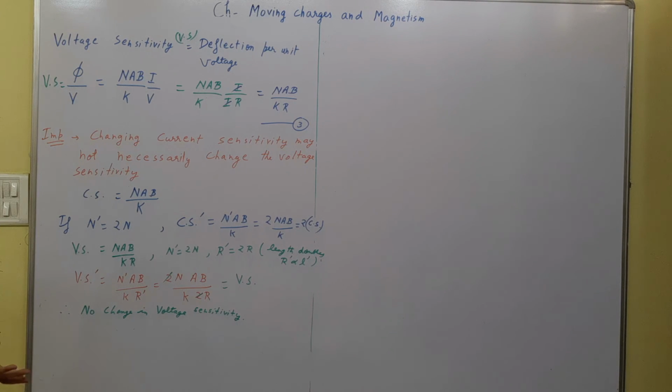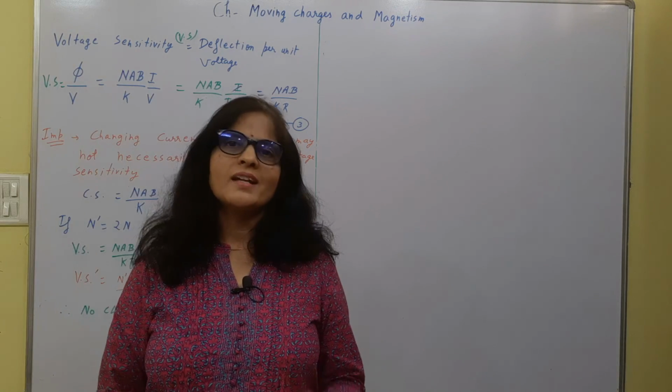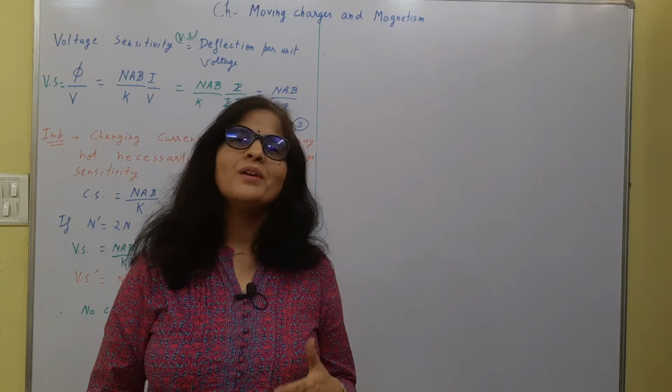So this was all about the basic concept of moving coil galvanometer. In the next video, we will study about the conversion of moving coil galvanometer into ammeter and voltmeter.